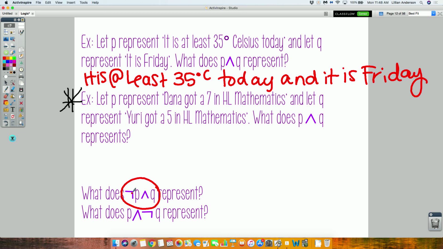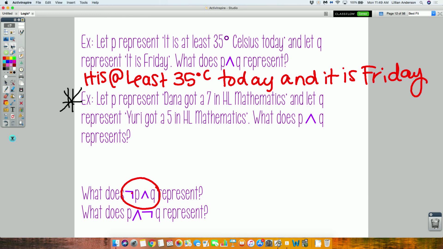Dana did not get a 7 in HL Mathematics, and Yuri got a 5 in HL Mathematics. What about the second one? Dana got a 7 in HL Mathematics, and Yuri did not get a 5 in HL. Very good. Question.